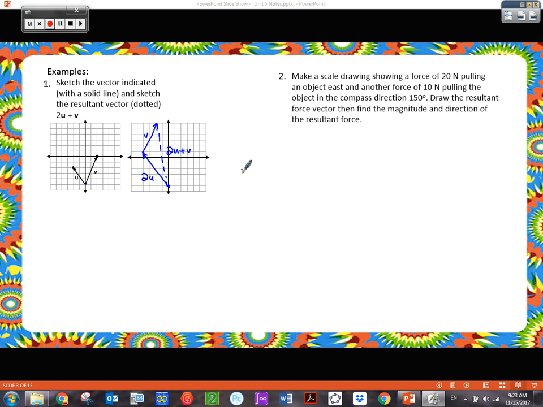So we're hoping that we're building some kind of a visual understanding of what vectors are and how they work. Okay? Questions? All right, let's move to the word problem.